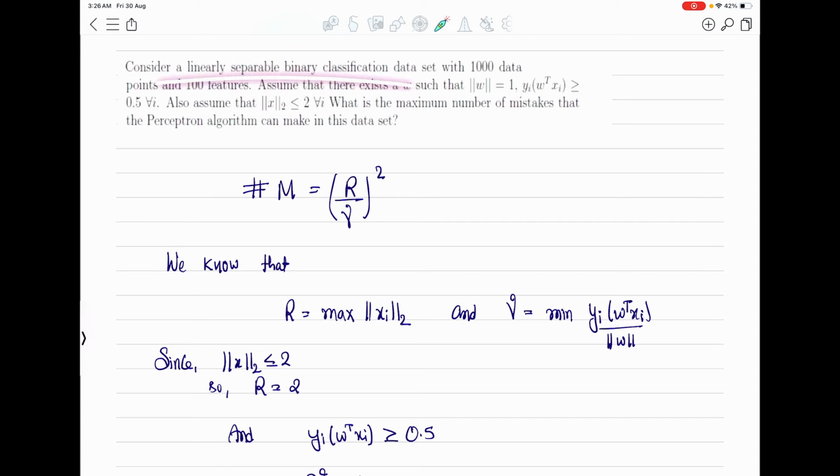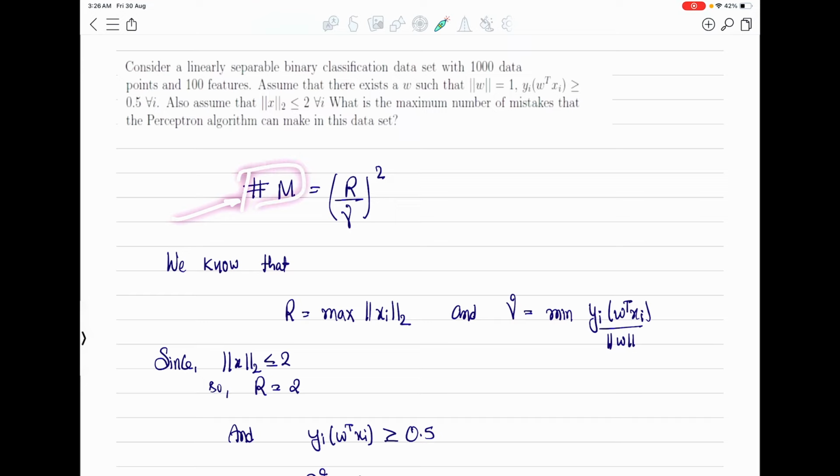Next question. Consider a linearly separable binary classification dataset with 1000 points and 100 features. Assume that there exists a w such that for all i, yi times w transpose xi is greater than 0.5. Also assume that the norm of x is less than or equal to 2. The question is, what is the maximum number of mistakes that the perceptron algorithm can perform?